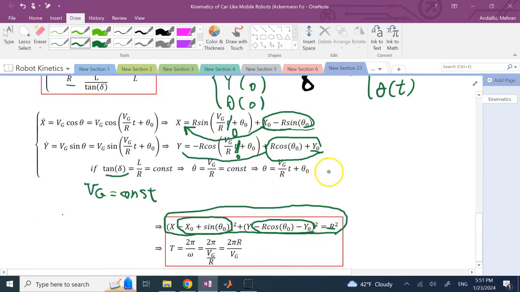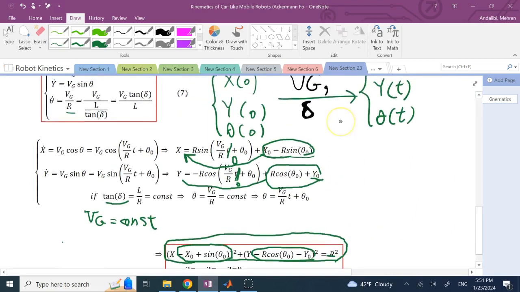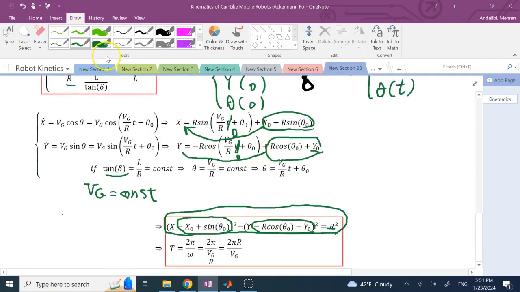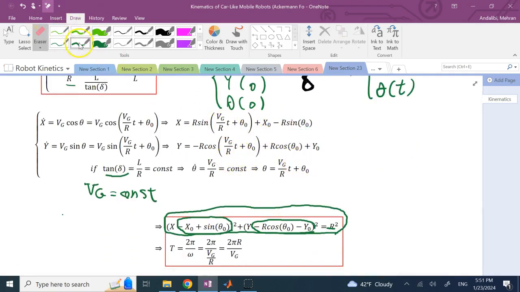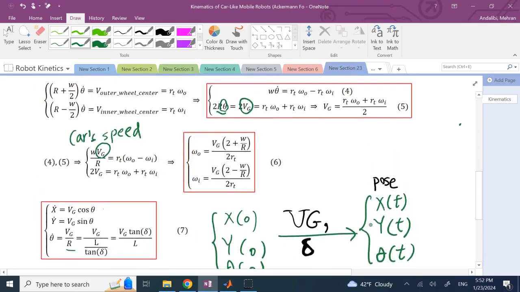And how much time does it take you to go one round around the circle? Where here, if you look, the frequency of these harmonic functions is what? Is Vg over r. That is your omega. And so the period is 2 pi over omega, and that's 2 pi over that guy, so it's going to be this. So this is the time it takes you to go over that circle one round, okay? It takes you that much of time in seconds. Right? So you got some good formulas here.